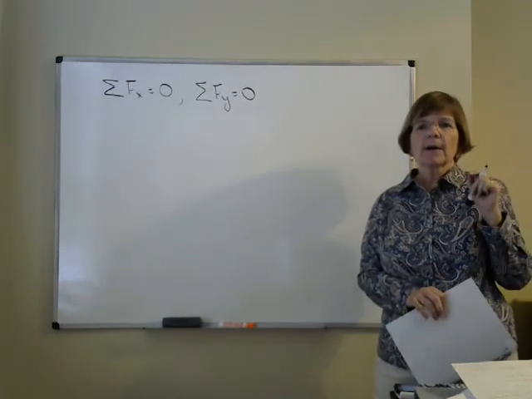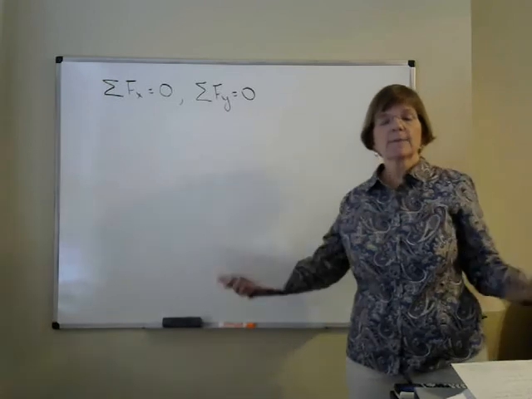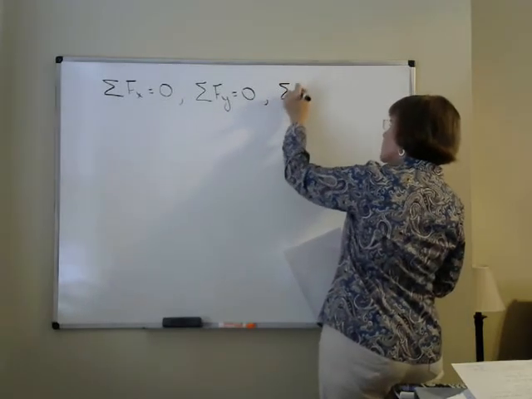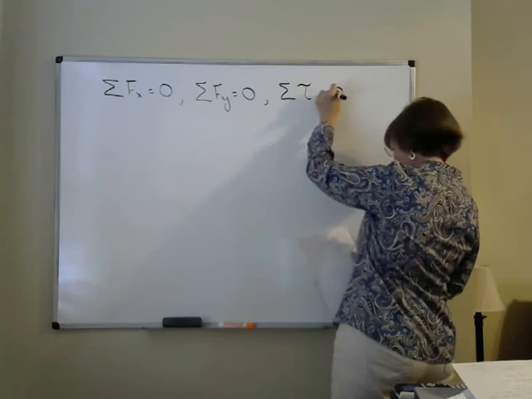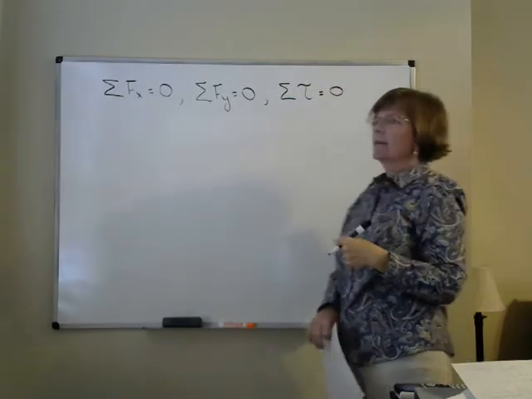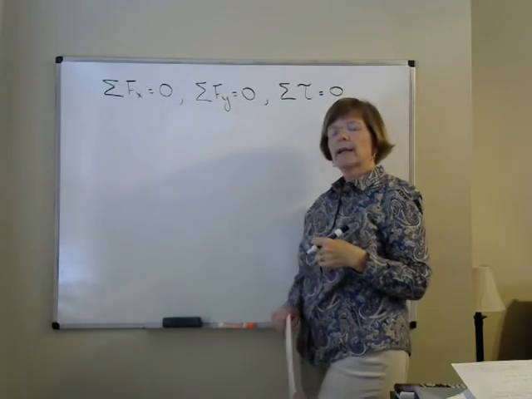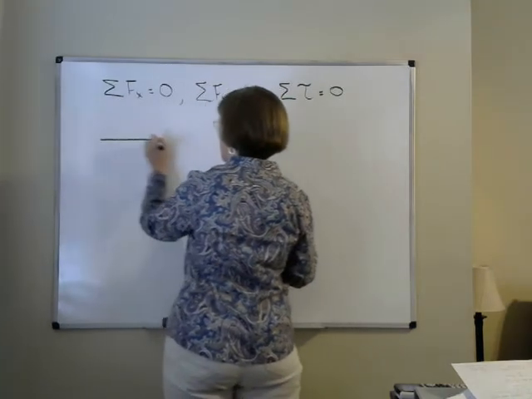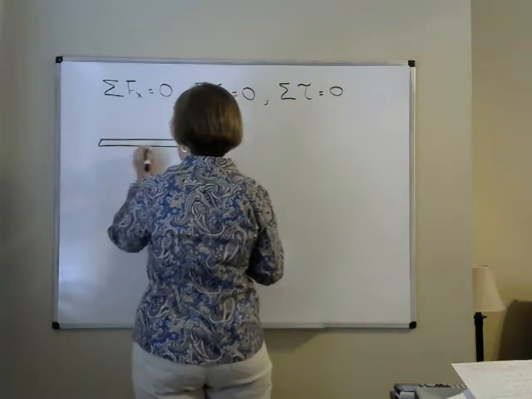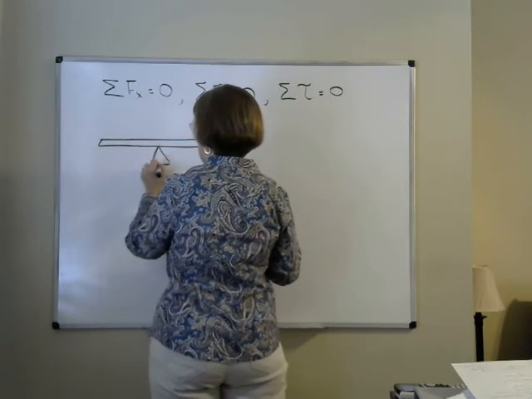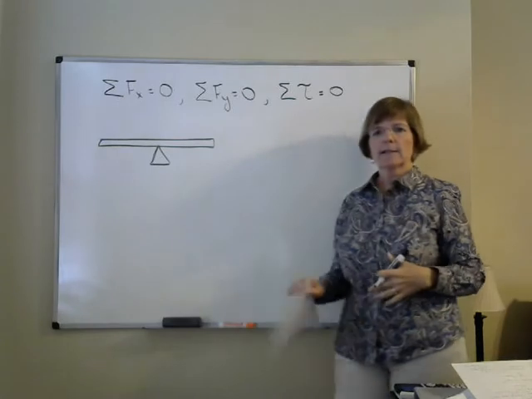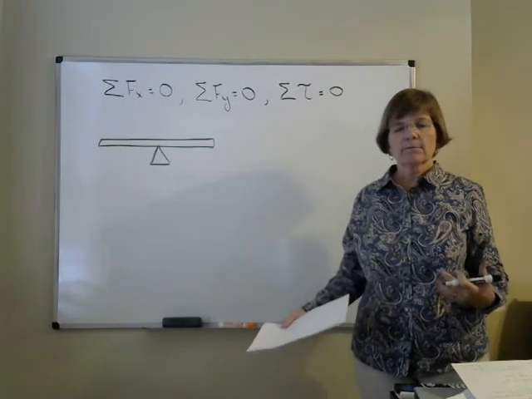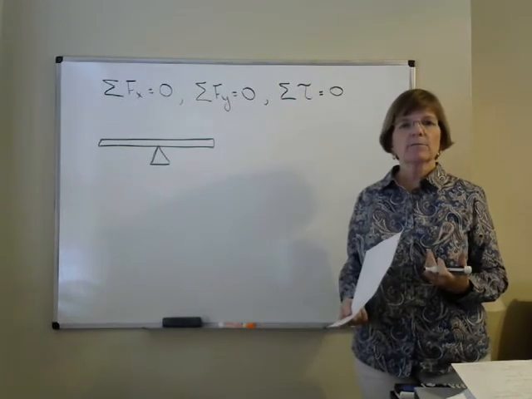However, if we're talking about a rigid body, something that takes up space, that could rotate, we also need the sum of all the torques to equal zero. Because even if all of the forces are equal to zero, it's still possible for the object to rotate. Very simple. Here is a board sitting on a fulcrum. Let's suppose it's balanced. If it's perfectly balanced and this board weighs 10 newtons, then the fulcrum pushes up 10 newtons, we're set.